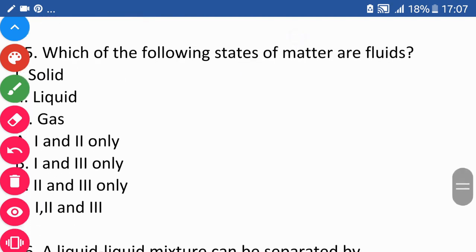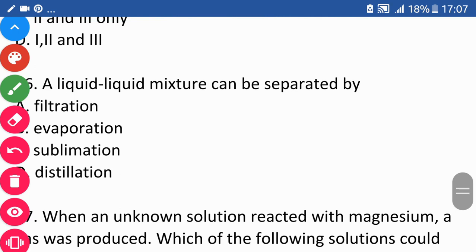Which of the following states of matter are fluids? A fluid flows. A liquid can flow. Gas can flow. So the answer is C. The answer is C. I and I only. A liquid mixture can be separated by distillation. That is fractional distillation. Example is alcohol and water.